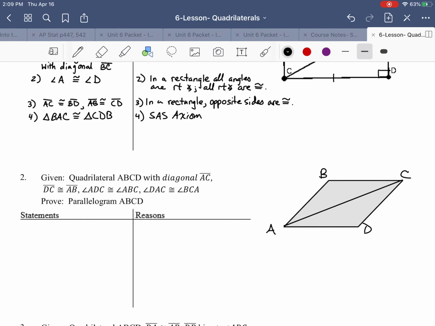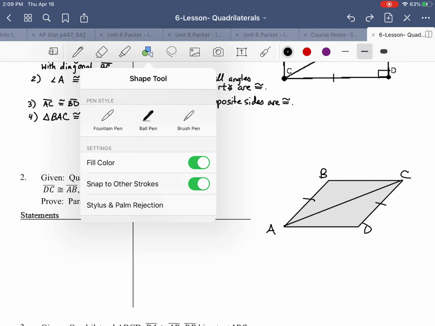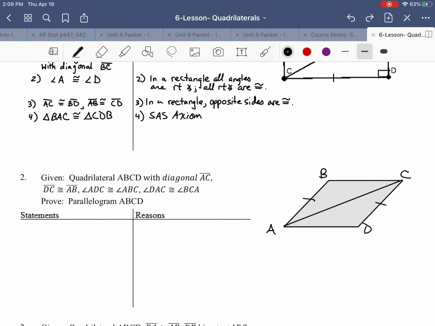DC is congruent to AB. Angle ADC, so this one right now, that I still have my line draw tool on, so one of those aforementioned small mistakes that I always have to correct. ADC congruent to ABC, and DAC is congruent to CBA, collective bargaining agreement. BCA, sorry, the bargaining collective agreement.